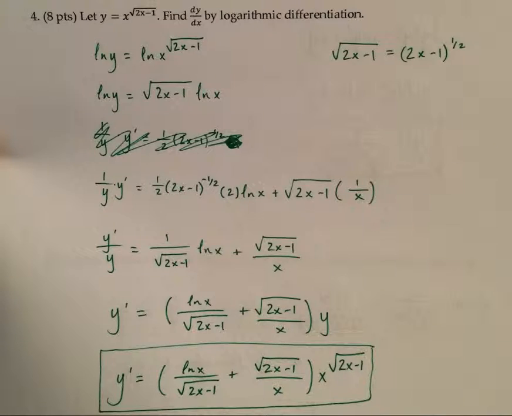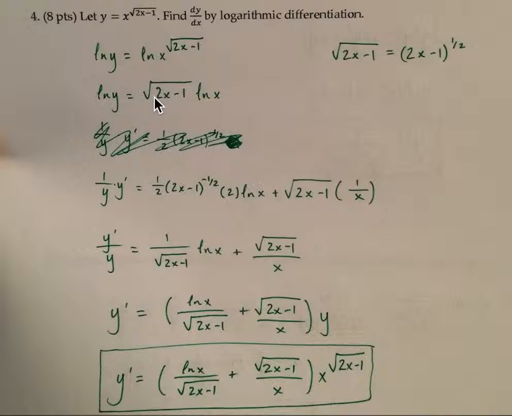Problem 4: let y equal x to the square root of 2x minus 1, and find the derivative by logarithmic differentiation. Logarithmic differentiation, remember, is just where we take the ln of both sides, and what happens is the power drops down in front. And then we apply the derivative. Because I don't know how to take the derivative of a variable raised to something with a variable in it, right? But I do know how to take the derivative of ln. And I do know that when I have ln of something, I can bring the power down in front. And then taking the derivative of this is relatively easy.